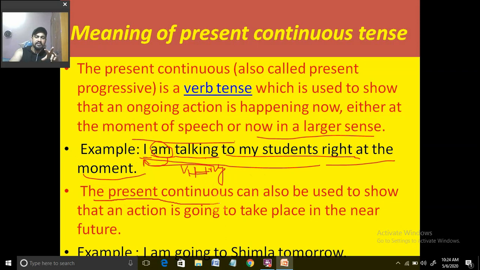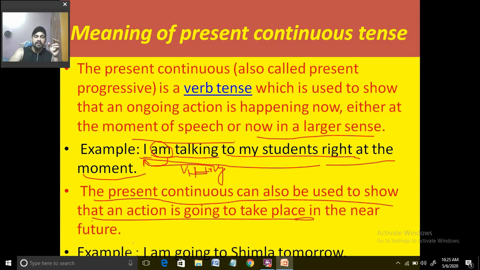Then comes the present continuous tense, which can also be used to show an action that is going to take place in the near future. That's also an important point we all should know, because it is not generally told. Okay, so what are they trying to say here?